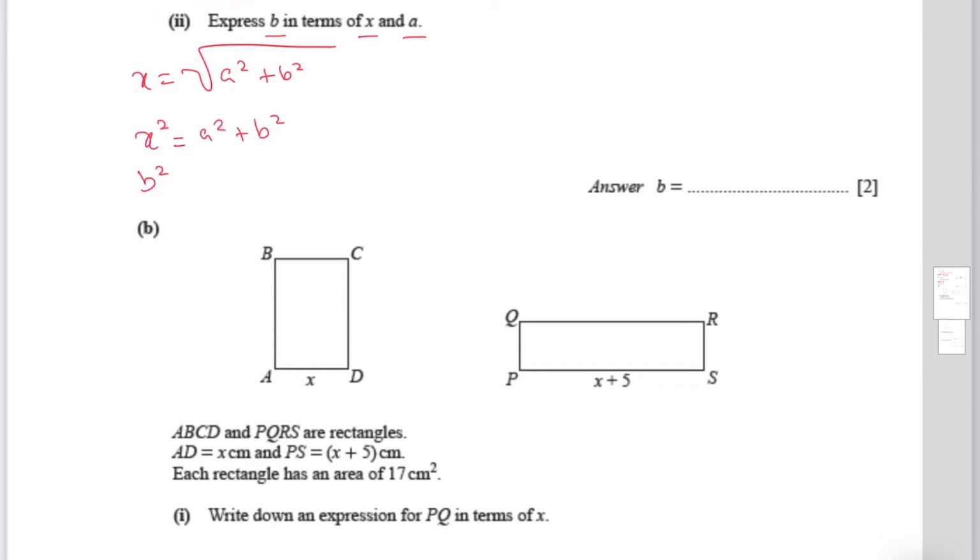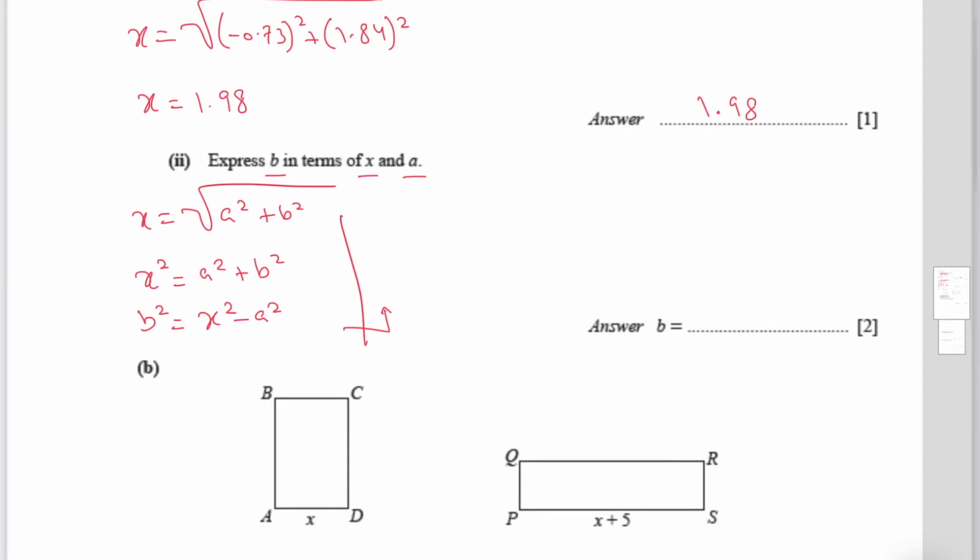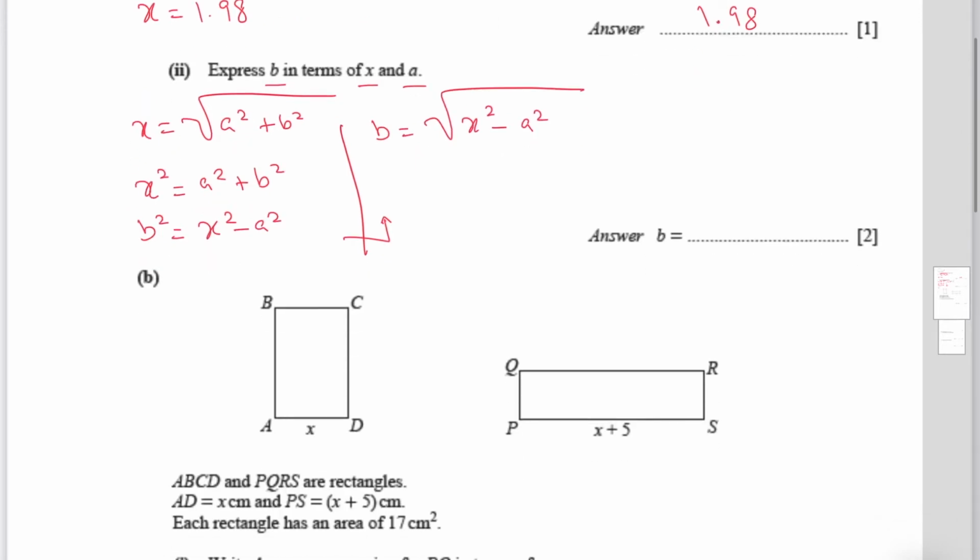Now let's make b square the subject. You have x square minus a square over here. The next step is remove the square from the top of b. So when you remove that square, the other side gets square rooted and it becomes x square minus a square under root. So b is equal to under root x square minus a square. That's your answer. And plus, you write a positive and a negative sign over here because the value that you would get may either be positive or negative.